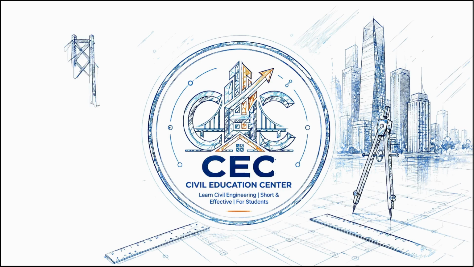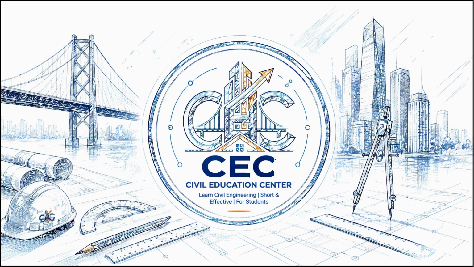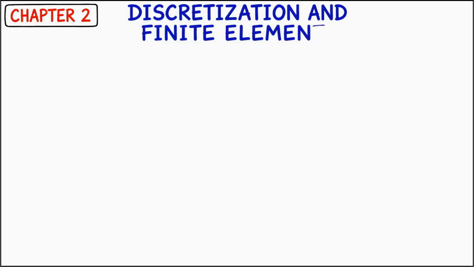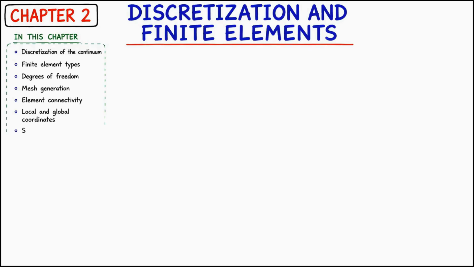In the previous chapter, we learned what the finite element method is and why it has become one of the most powerful numerical techniques in engineering. Now, in Chapter 2, we begin with the first and most important step of FEM, discretization. Before solving any engineering problem, we first need to convert a real structure into a mathematical model. This is exactly what discretization helps us do.